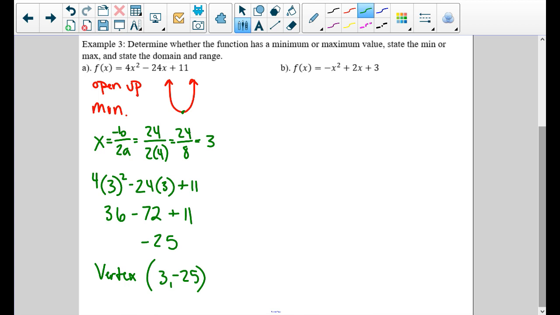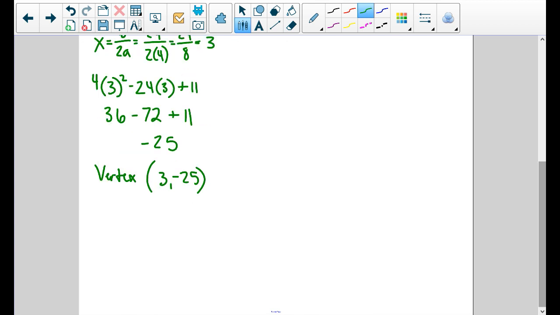Now, domain, what's the domain? All real numbers. Because again, it's always all real numbers. I can put any number in there and get a value out. That's what they're talking about with domain. What x's can I put in and get a number out?